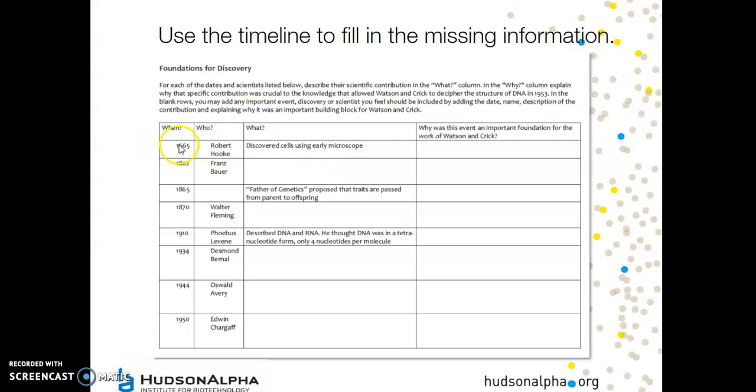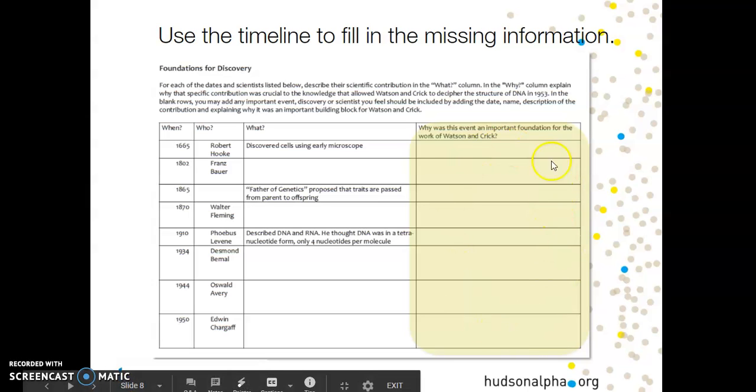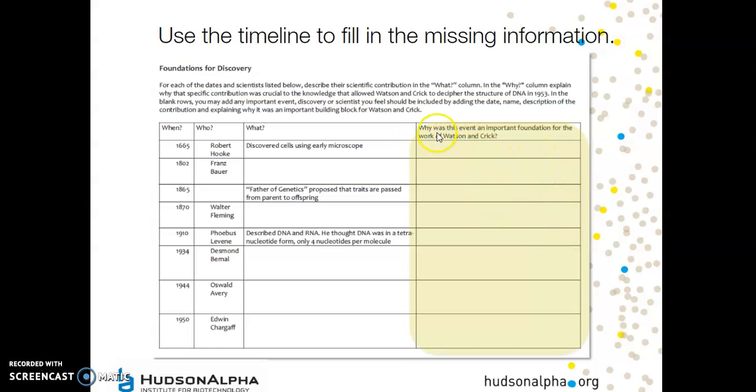So the first one, 1665, Robert Hooke discovered cells using an early microscope. That's kind of our starting point when we get to the timeline. Now this section right here is things for you to think about. They're not going to be directly on the page for you to read, but you will have to use your knowledge of what you have found out about DNA and tell me why you think this event was important.